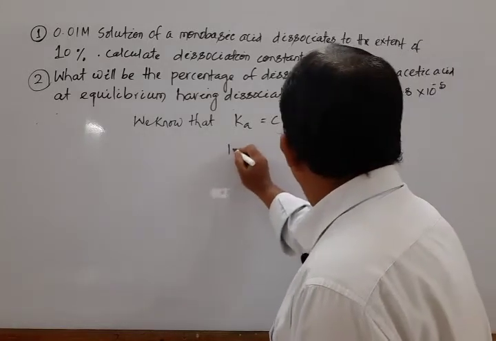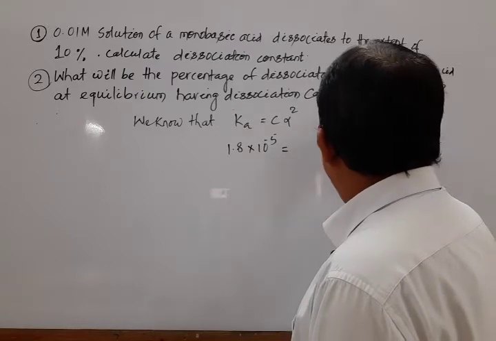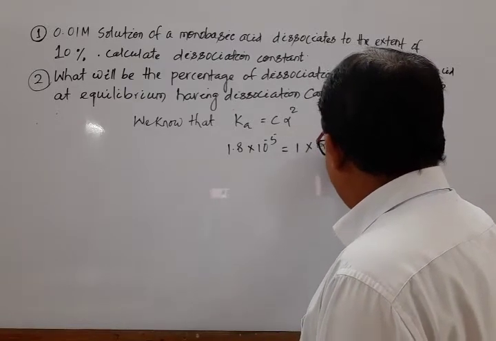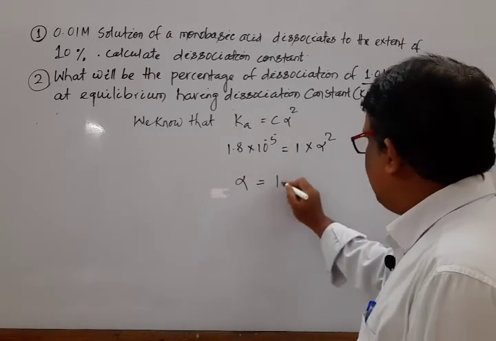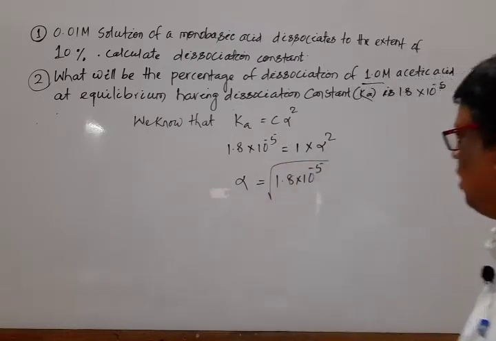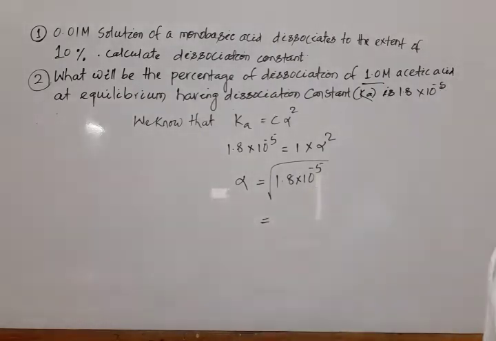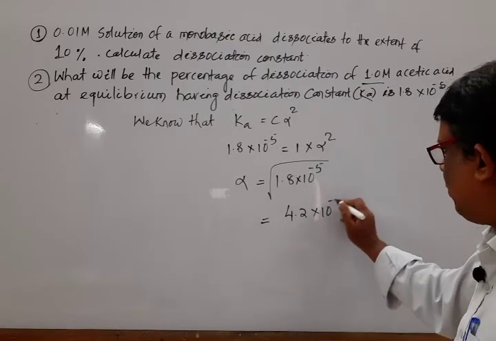Ka is given, that is 1.8 into 10 to the power minus 5, is equal to C, which is given as 1, into alpha square. Then we have to calculate alpha. Alpha is equal to the root of 1.8 into 10 to the power minus 5. We have to calculate this value. This value is nearly equal to 4.2 into 10 to the power minus 3.